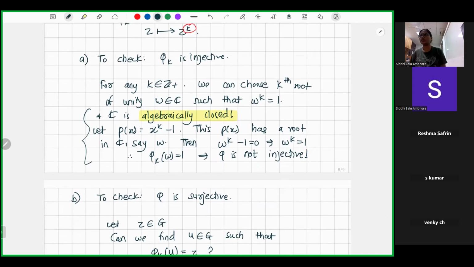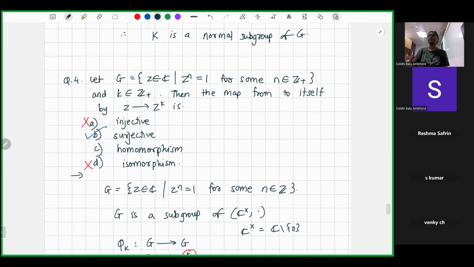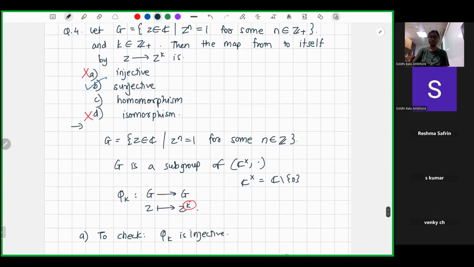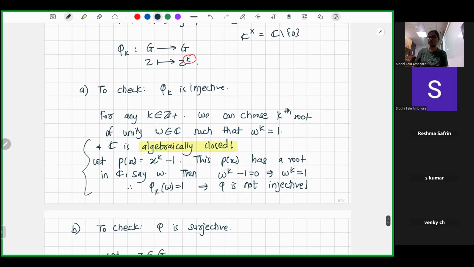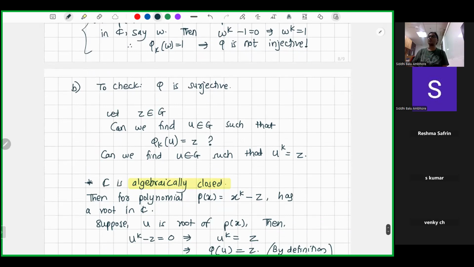What I was saying is that if the given phi is not injective, then it cannot be an isomorphism. In order to have an isomorphism, we need the map to be both injective and surjective, but we already got that it is not injective. We obtained an element which belongs to the kernel for any given k, and so phi k is not injective.